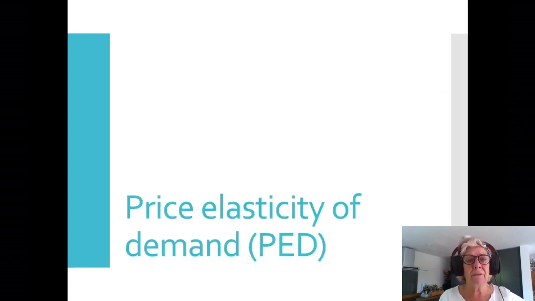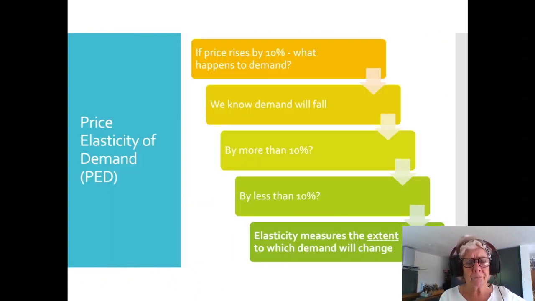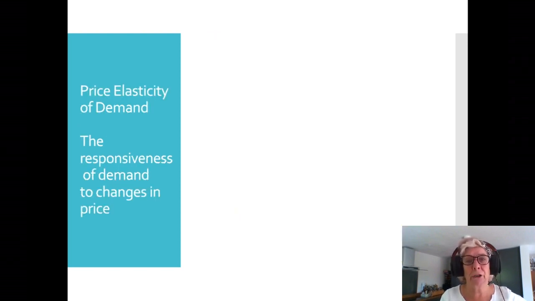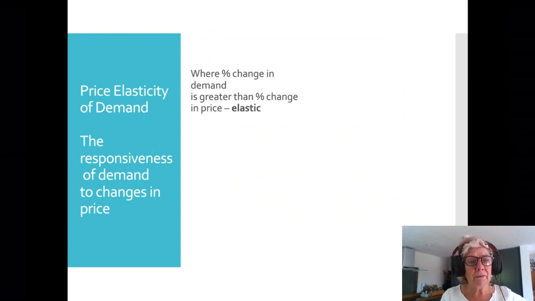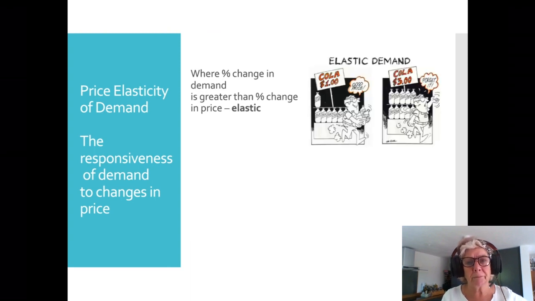So, price elasticity of demand. This, as you might expect, looks at the relationship between price and demand. So, for example, if the price of a good rises by 10%, we know that demand will fall, but how much will it fall? Will it fall by more than 10% or less than 10%? So elasticity measures the extent to which demand will change. So our definition here is that price elasticity of demand is the responsiveness of demand to changes in price.